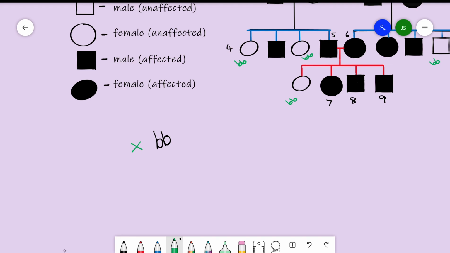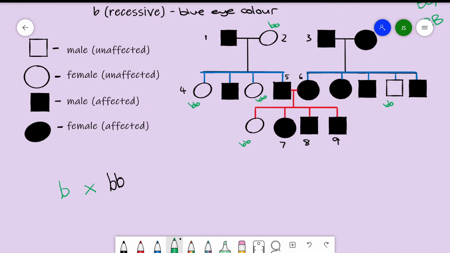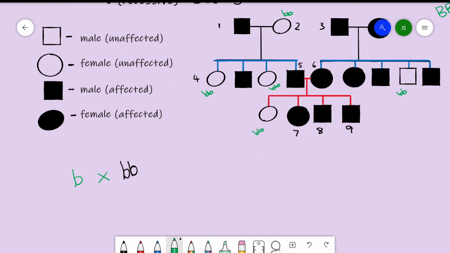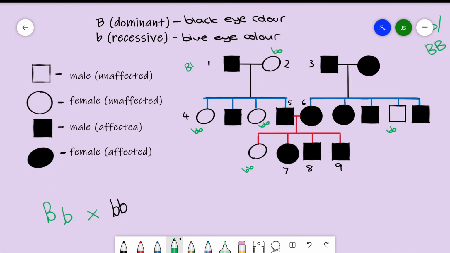But we know that it has to have at least one small b in order to give rise to recessive organisms, recessive traits within their offspring. But we also know that it has the dominant allele because it is showing an affected trait. Hence, we can determine that organism 1 has big B, small b as its genotype.